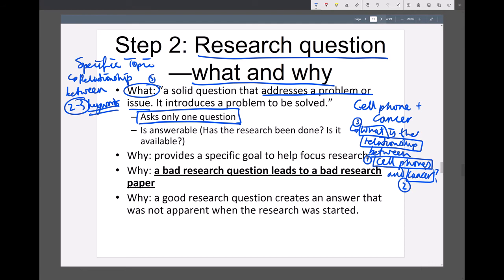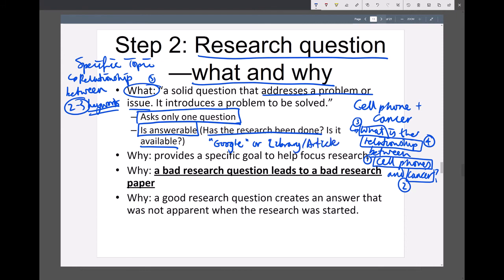Okay, and then you want to ask specifically about the relationship between them. So what is the relationship? The key here is to ask questions that you can answer, that you can look for in research, and that the research is available, that you can Google it or search it in the library and look for articles on it.